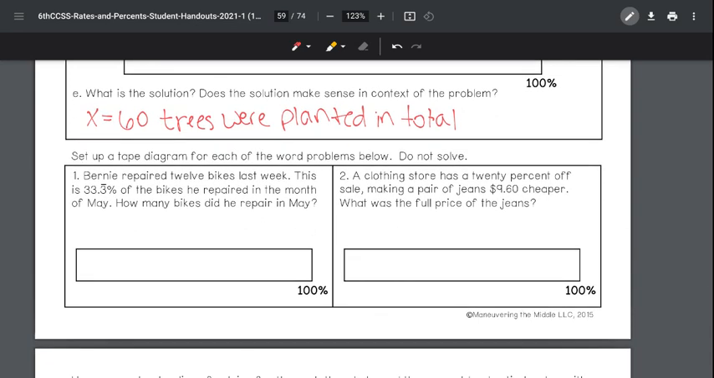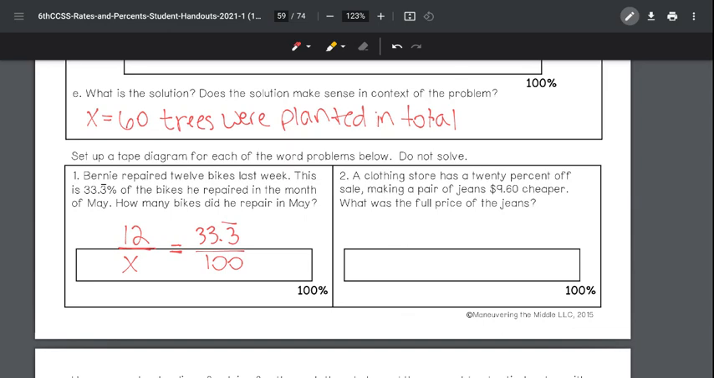Number 1, Bernie repaired 12 bikes last week. This is 33.3 repeating percent of the bikes he repaired in the month of May. How many bikes did he repair in May? Well, we know he did 12, but we don't know our total. And we know those 12 made up 33.3 repeating percent out of 100%. So cross multiply and divide.